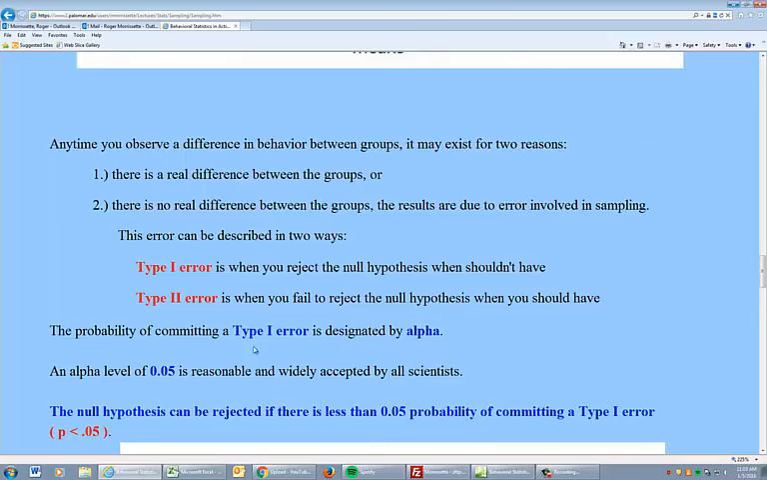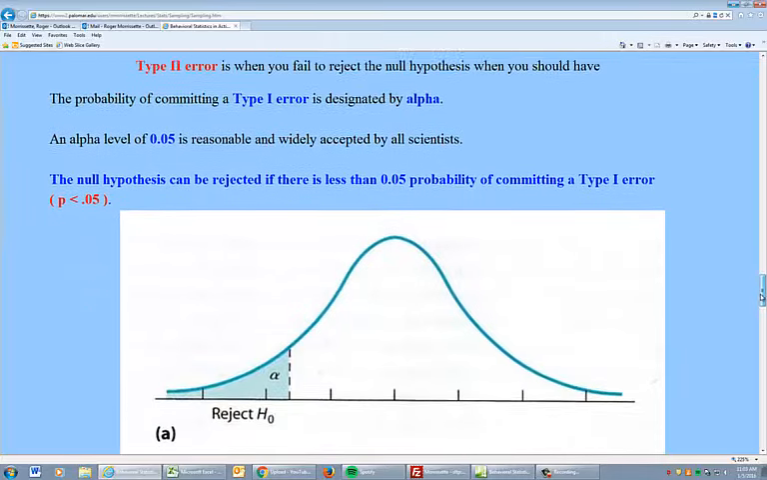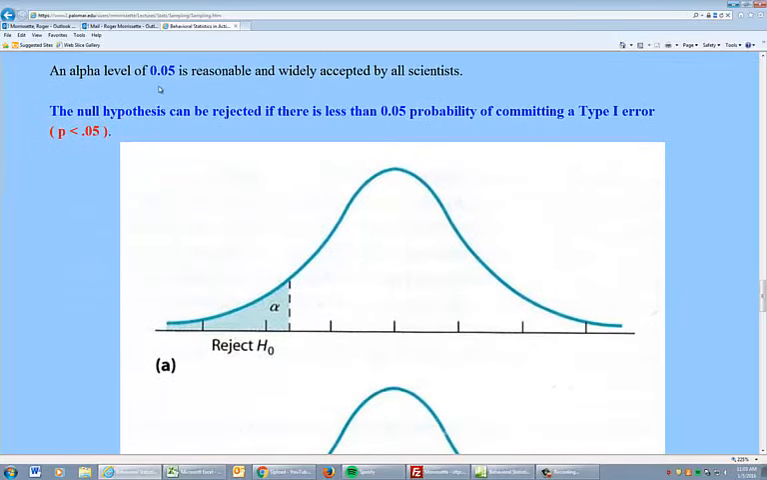The probability of committing this type 1 error is called alpha. Alpha is set at 0.05 for science, generally, widely accepted by most scientists. The null hypothesis then can be rejected if there is less than 0.05 probability of committing a type 1 error. Here's 0.05 in one tail.